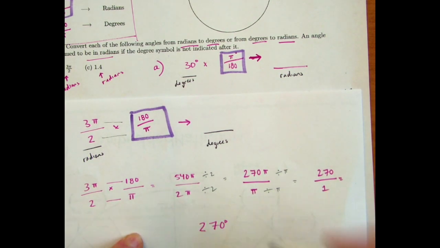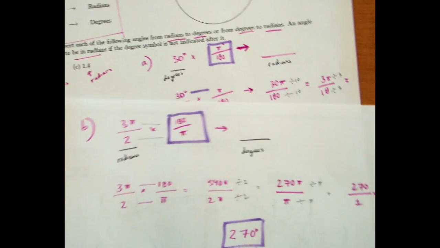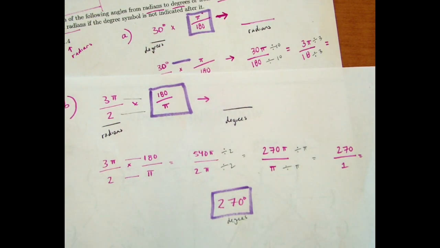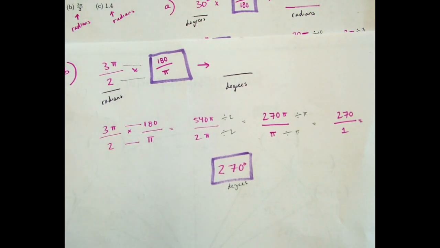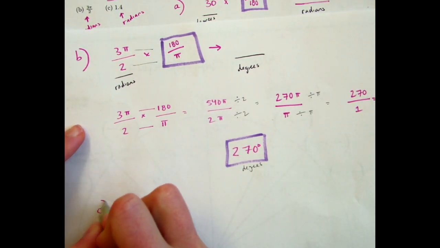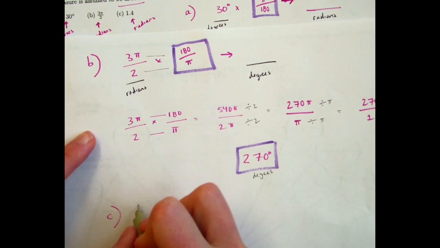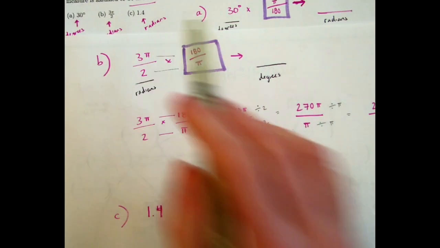All right, let's do C as the last one. Again, if you're still watching this, I encourage you to be pausing the video and trying these on your own before you watch the explanation. And then for C, I'm given 1.4. So it's going to be in radians. I'm going to be multiplying by my conversion factor. So I start with radians, I'm multiplying by my conversion factor, and I'm going to get up to degrees. In this case, because I'm going from radians to degrees, my conversion factor is 180 over pi.